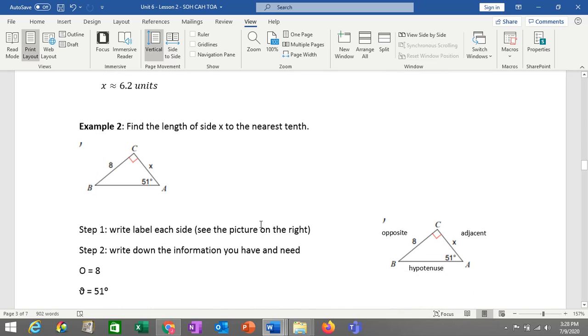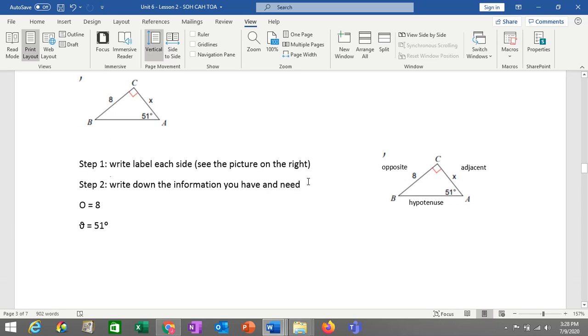Okay, next question, example 2. Find the length of side x to the nearest tenth. So here we have side x. Step 1, let's label our triangle. This is the longest side, so that's your hypotenuse, right? Your hypotenuse can be on the bottom if this triangle is tilted a certain way, so be careful about that. We're concerned with this 51 here, and so that is going to be the opposite side to that 51, and that's going to be the adjacent side. So we label those.